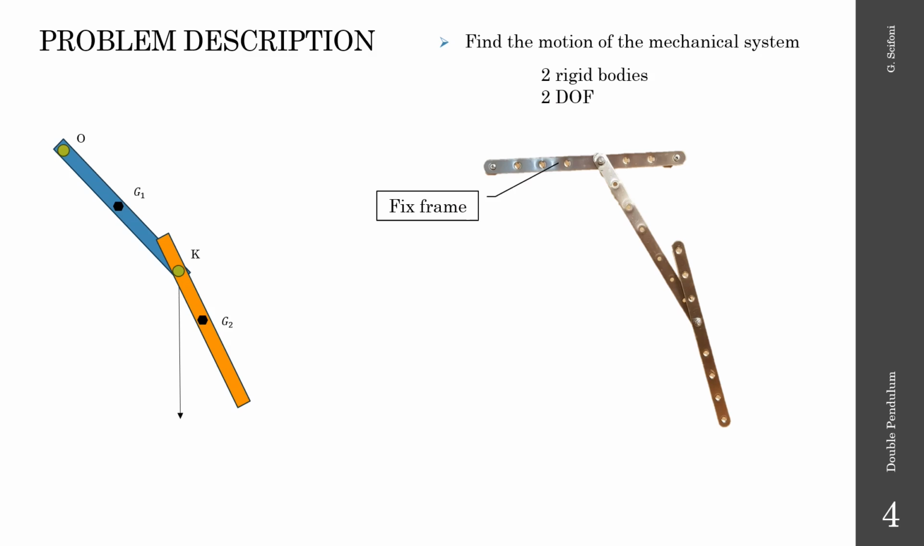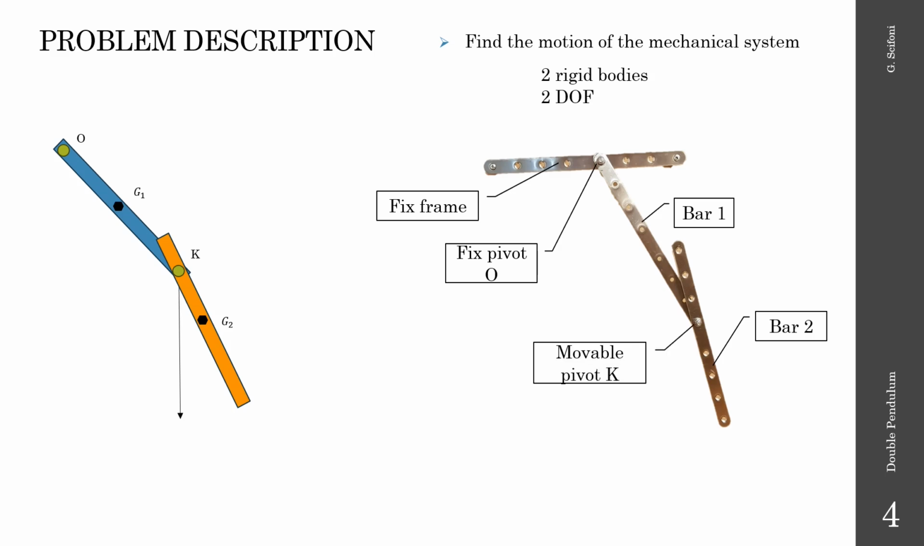Let's start together. The mechanism of the experiment is schematized hereby. It consists of two rigid bodies, two equal bars with the following constraints. The bar number 1 has a pivot at one end that is fixed, capital O, and another pivot at the other end, capital K, in common with the bar number 2. The bar number 2 is joined with the bar number 1 at the same pivot, capital K, being capital K not at one end.